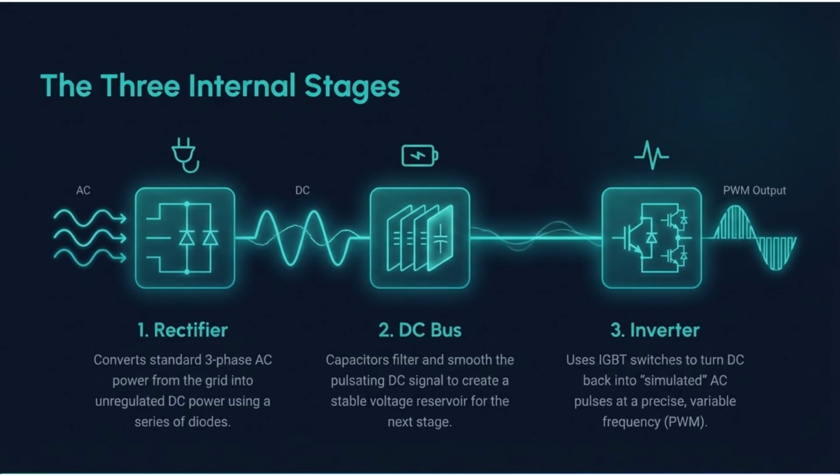Internally, the VFD has three stages. The rectifier converts AC power to unregulated DC. The DC bus filters this signal, creating a stable voltage reservoir. Finally, the inverter uses IGBT switches to turn DC back into simulated AC pulses at a precise variable frequency.